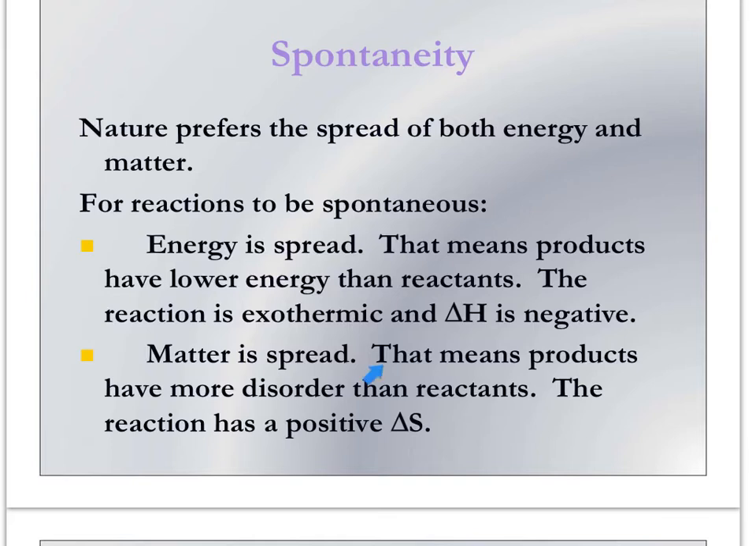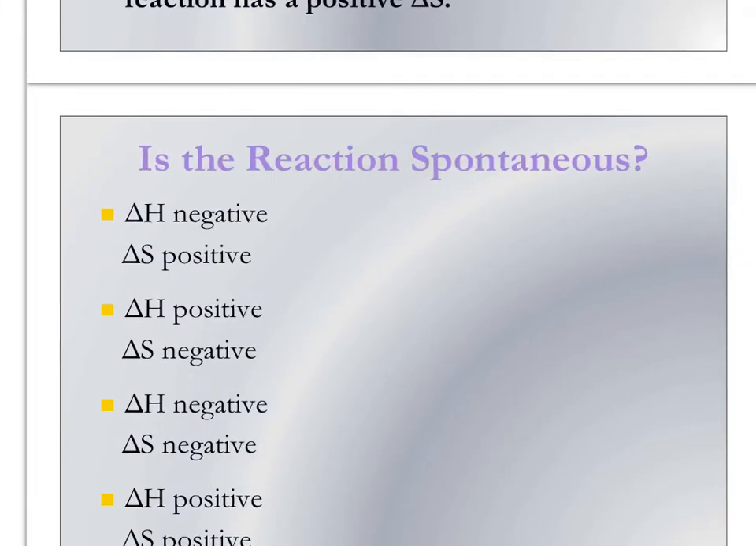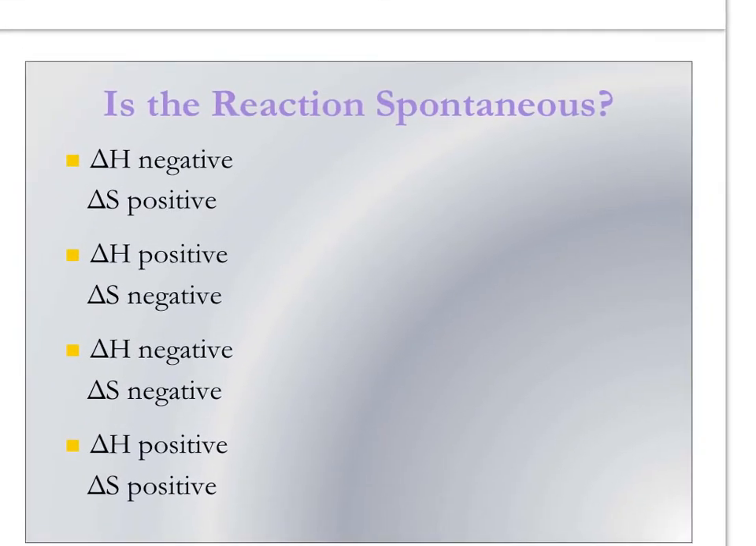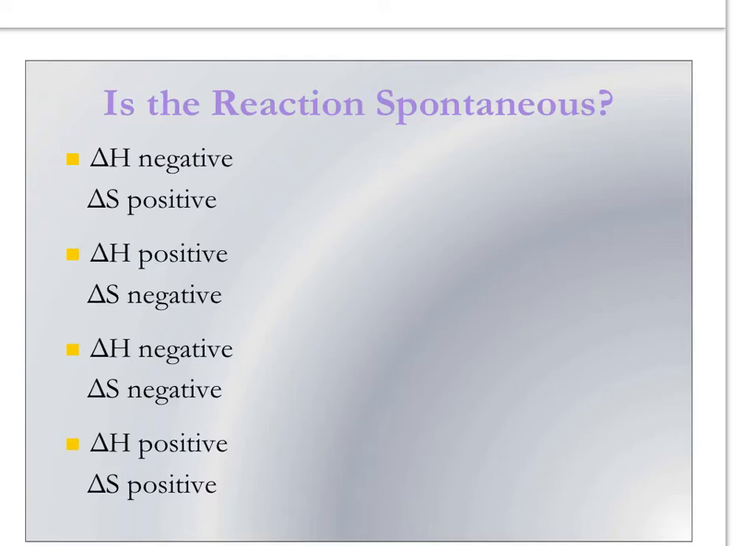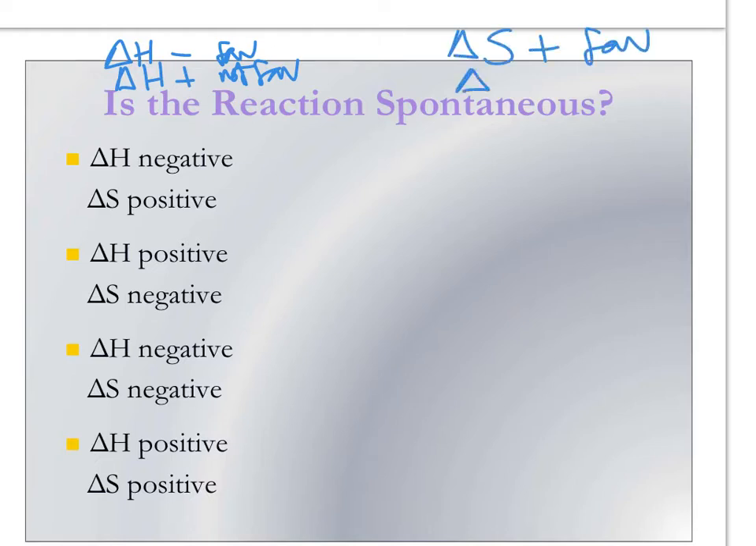So let's think about what this means here. Again, to review, I'm going to write up here. Delta H, remember we said if it's exo, if it's negative, that is good. That's favored. Delta H is positive, not favored. Delta S is the opposite, right? Delta S, if it's positive, that is favored. Delta S, if it's negative, that is not favored. It's a little bit confusing because they're kind of opposite of each other. So let's look at these different scenarios here.